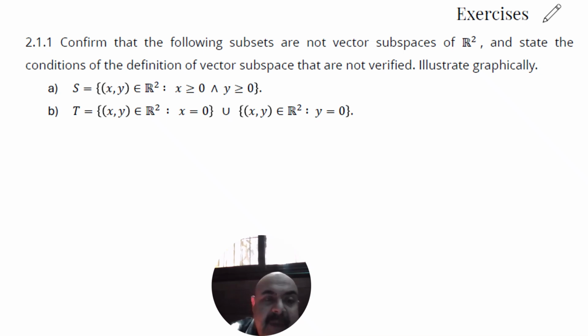Okay, let's go back again to the main part, which is linear algebra. Confirm that the following subsets are not vector subspaces. Confirm that the following subsets are not vector spaces.